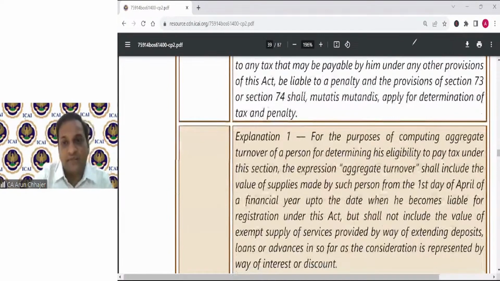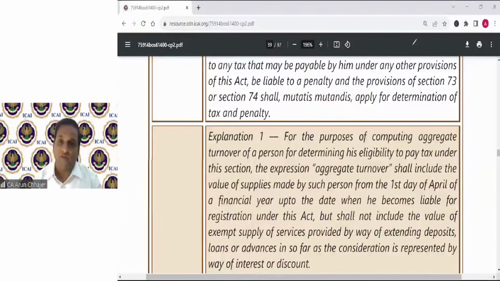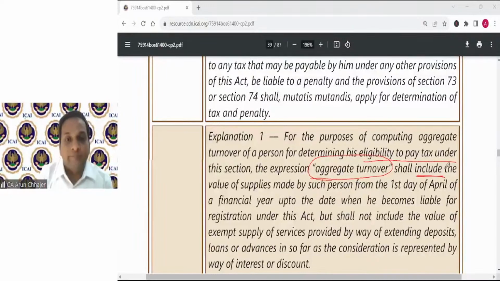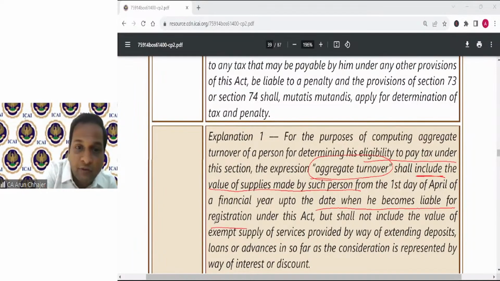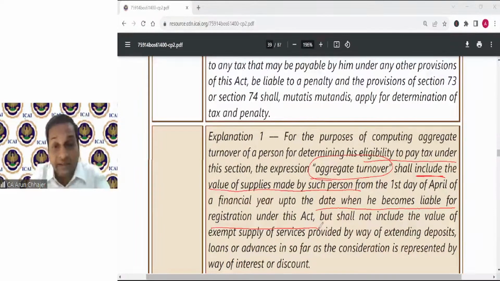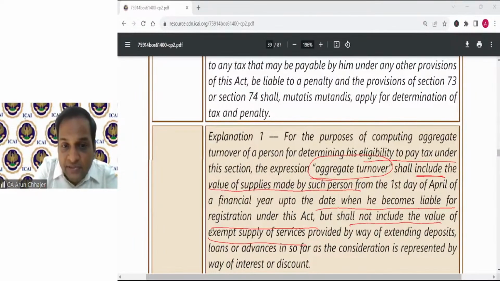Now see explanation 1. For the purpose of computing the aggregate turnover of a person for determining his eligibility to pay the tax under this section, the expression aggregate turnover shall include the value of the supply made by such person from the first day of April of a financial year up to the date when he becomes eligible for registration under this act, but shall not include the value of the exempt supply provided by way of extending deposit, loan, etc.